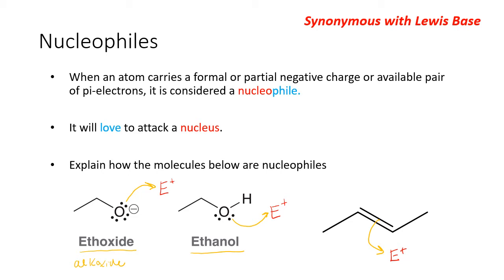So those pi electrons right there are held above and below that planar alkene, and so they're less tightly held than the sigma electrons of the double bond, and they're more available for attacking.